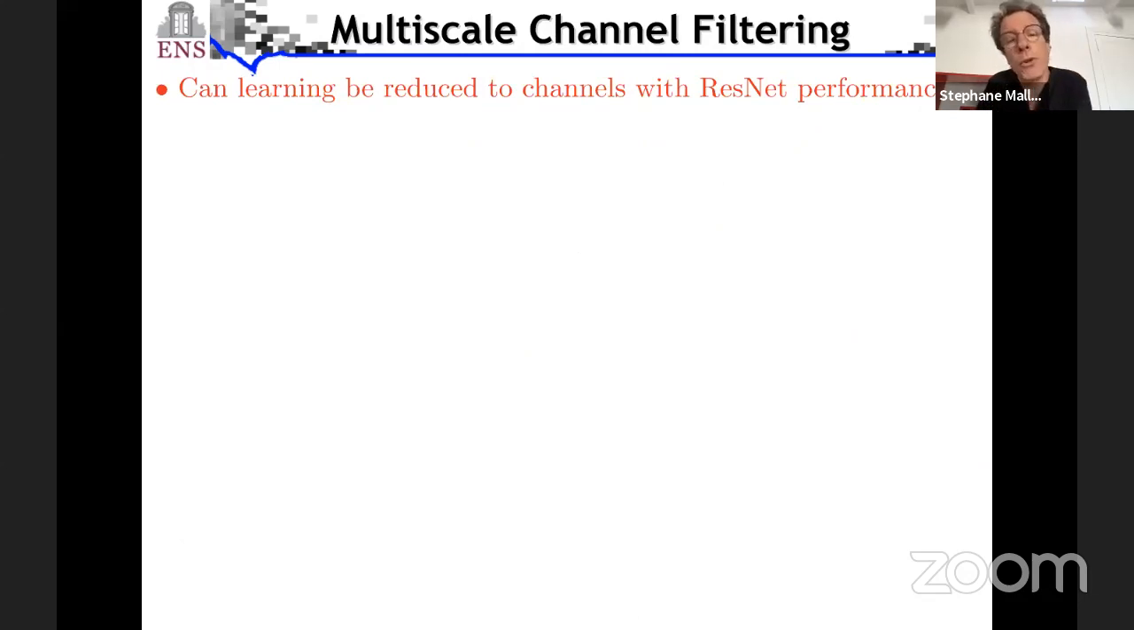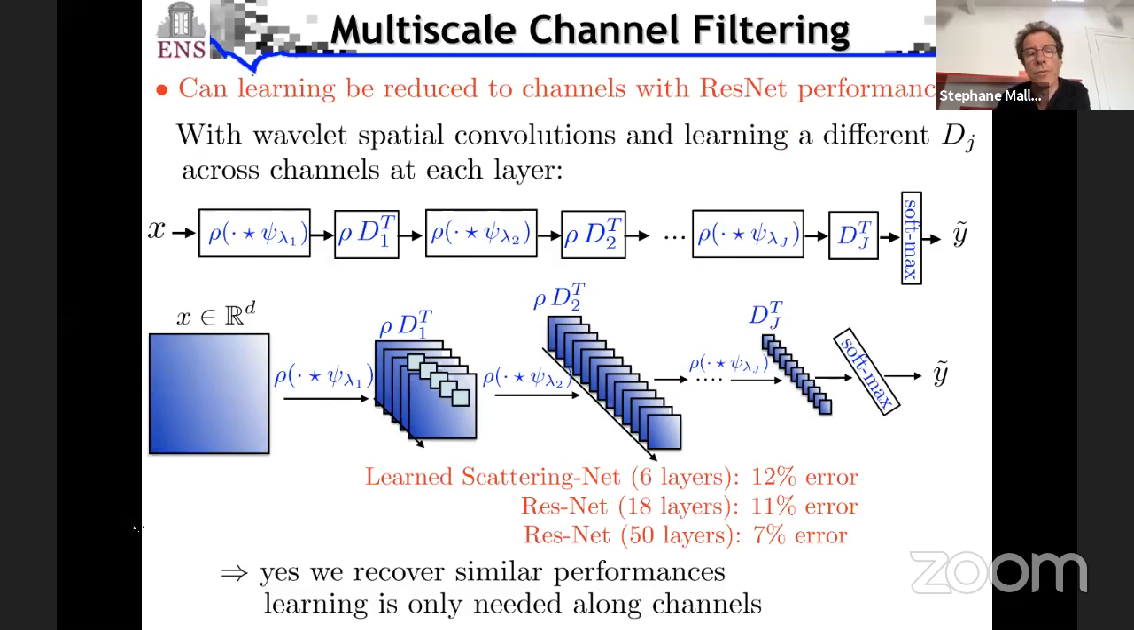Now, up till now, we are getting performance of the order of 20%. Can we go to ResNet performance with that kind of architecture? The answer is yes. You don't learn anything in space. In space, you just apply the wavelets, which we observe in the visual cortex or in the auditory cortex. You just learn along the channel. Each time you learn a linear transformation along the channel. So the only thing that we're going to learn are these 1x1 convolutions just along the channels. If you do that, so that the last layer has only one pixel because you subsample before your softmax, you essentially get the type of result you get with a ResNet.